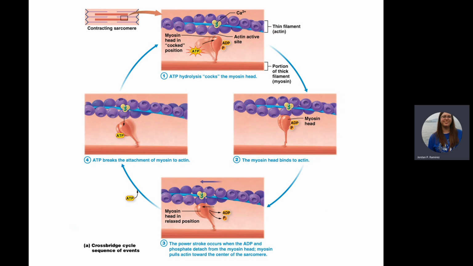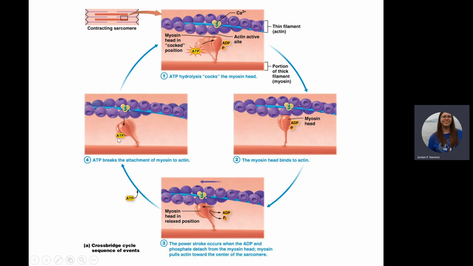All right, so this is just everything I've said, only in a pictorial form. ATP hydrolysis, converting from ATP to ADP, essentially cocks that myosin head, going from here to here, so we can bind. The myosin head will bind to actin, and then from there, the power stroke occurs when ADP and phosphate detach from the myosin head, and myosin will pull the actin towards the center of the sarcomere.